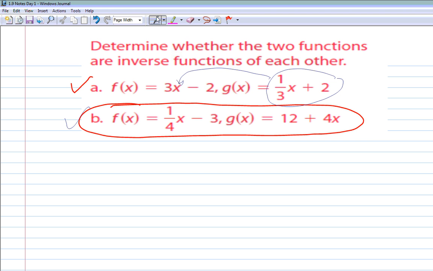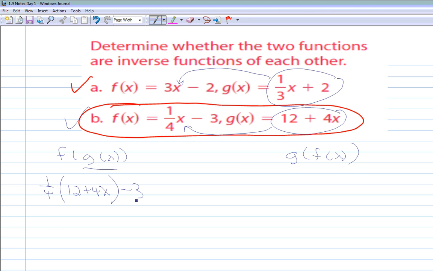So in the second one, we're going to do f of g and g of f. So we're going to do f of g of x, and then we're going to maybe do g of f of x if the first one works out, just to determine if they are inverses of one another. But sometimes it can work one way but not going the other. So we're going to take our g function, which is this information right here, and we're going to plug it in for this x and see what happens. So we're going to get 1/4, and then for the x, we're going to plug in 12 plus 4x. And we have minus 3.